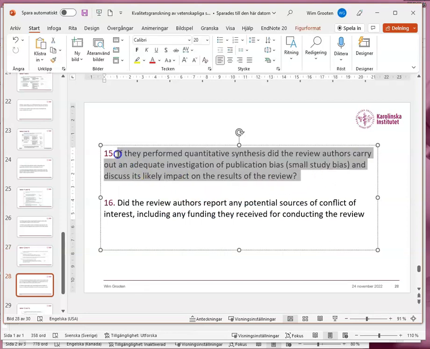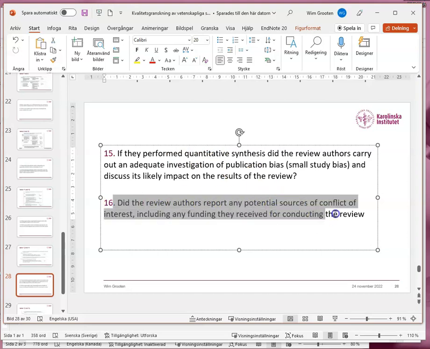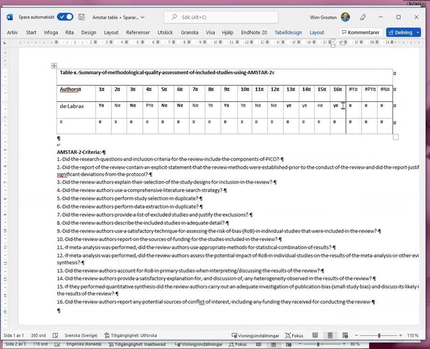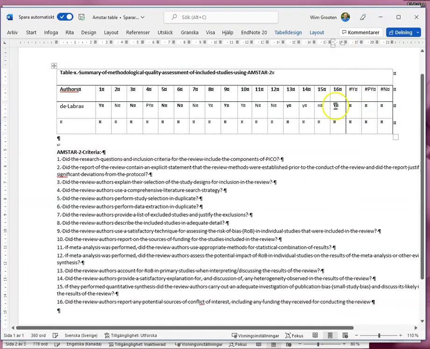So then item 15, if they performed quantitative synthesis, but they didn't do it, so nothing. And over here, then 16, that is for conducting the review, the sources of interest. Yeah, so there's nothing in 15, and we have to find something for 16. They wrote that they didn't have any funding.